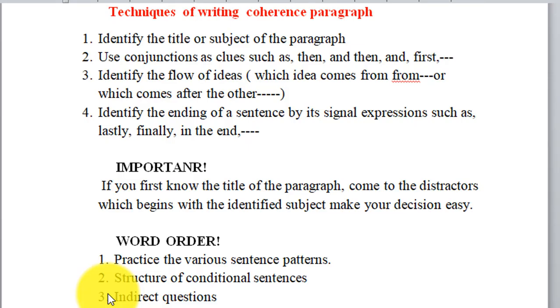Techniques of writing coherent paragraphs. These are my own techniques. If you use these techniques, I think you will win. You will do the question in a very short time. Otherwise, if you read it 2, 3, 4 times, you may kill time, but you are not in a position to answer the questions.